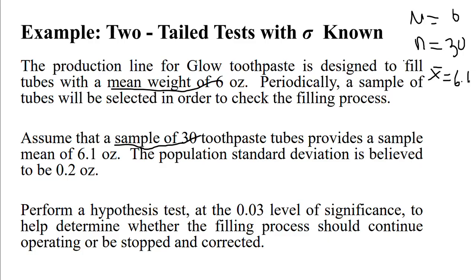Okay, so our sample average is 6.1. The population standard deviation is believed to be 0.2. So we also have our population standard deviation. Like I said earlier, we're still dealing with cases where the population standard deviation is known and that population standard deviation is given to us to be 0.2.